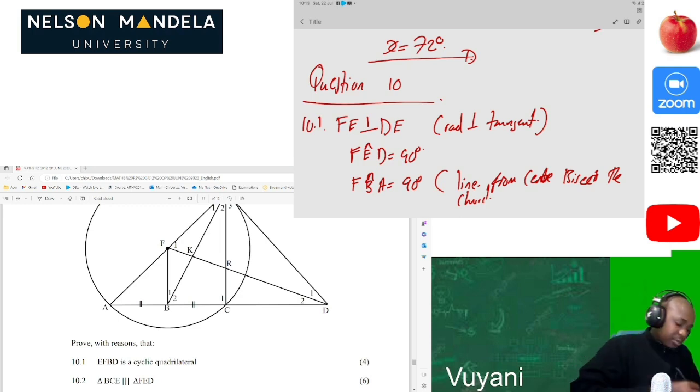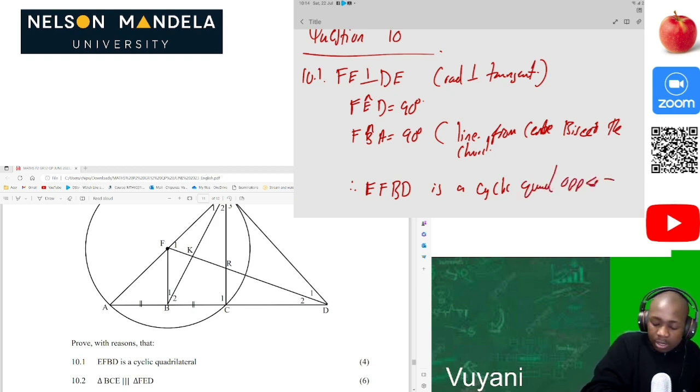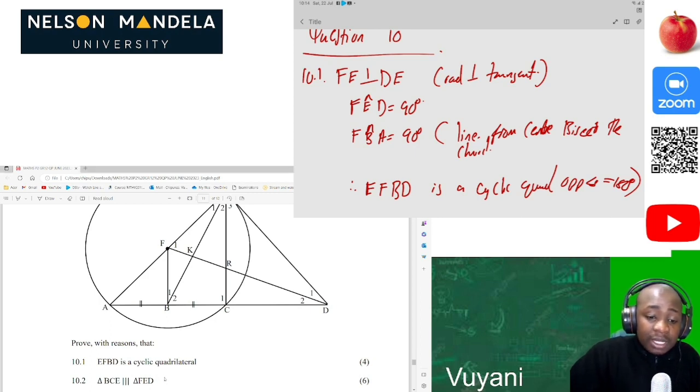Therefore EFBD is a cyclic quad. The reason is opposite angles add up to 180 degrees. If we add these two opposite angles, they give us 90 plus 90, which is 180 degrees. So please be careful of that question. It was not really hard, it just wanted you to think a little bit more and be able to have the correct answer in due time.